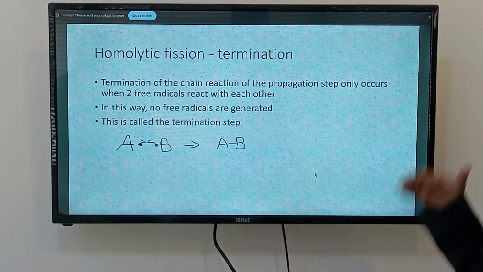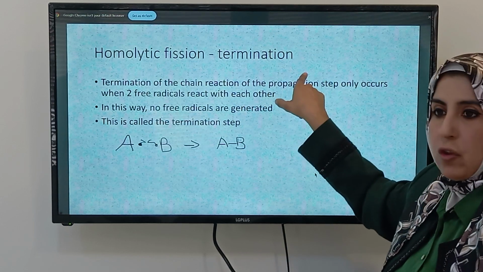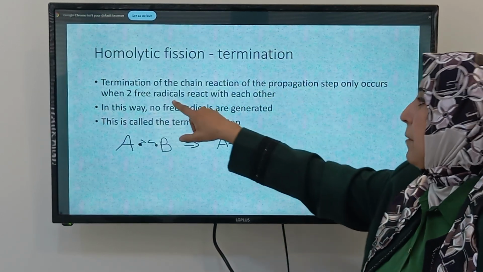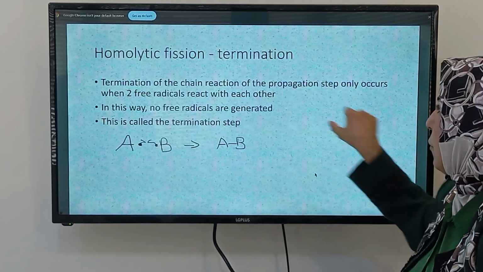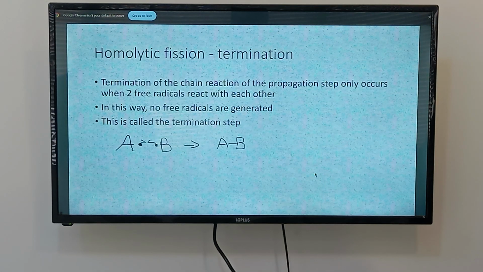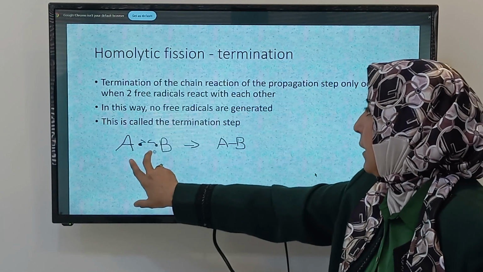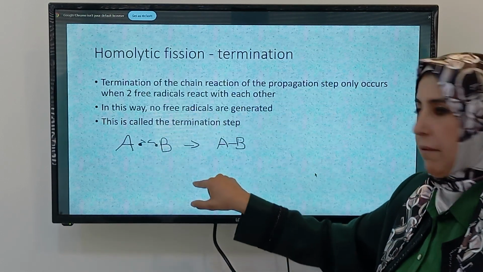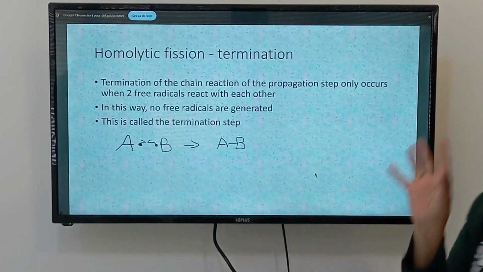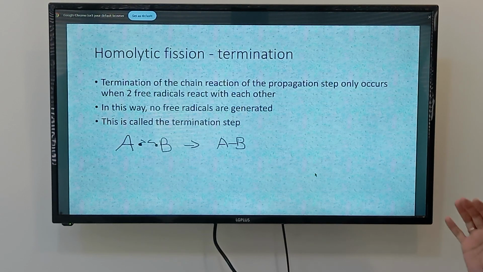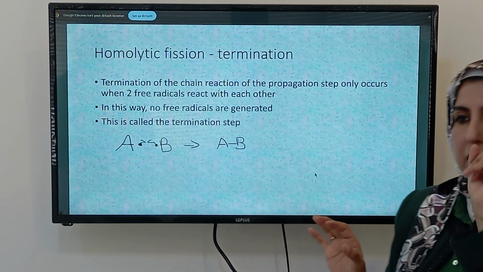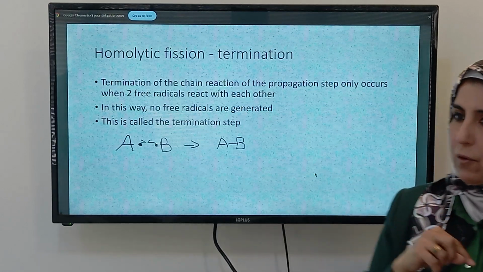Another step is termination. Termination of this chain reaction, unlike the propagation step, only occurs when two free radicals react with each other. We have two free radicals. One of them has one electron, another has another one.